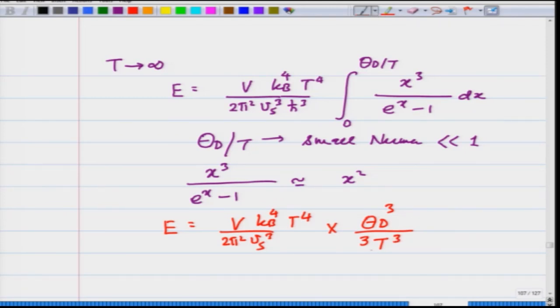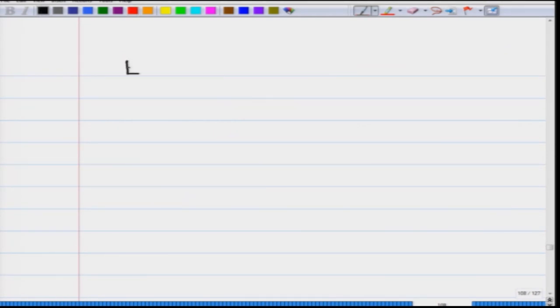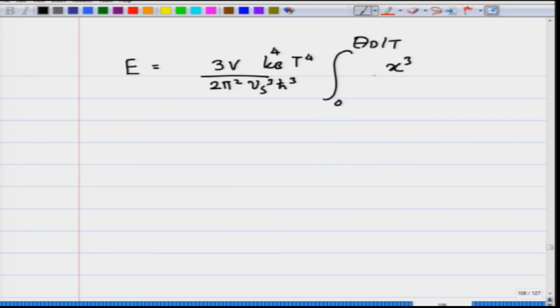Now, I can cancel certain terms. This T cubed goes with this T raised to 4, this becomes T, and I get energy proportional to T. And this implies Cv is equal to a constant. Now, notice that all this I have done taking only one mode into account. Now, I should actually be writing E taking all three modes, or the three dimensional feature, or 3N degrees of freedom into account, as 3 V over 2 pi square V s cubed h cross cubed k B raised to 4 T raised to 4 times the integral from 0 to theta D over T of x cubed over e raised to x minus 1 dx. So, I have to multiply by this factor 3.